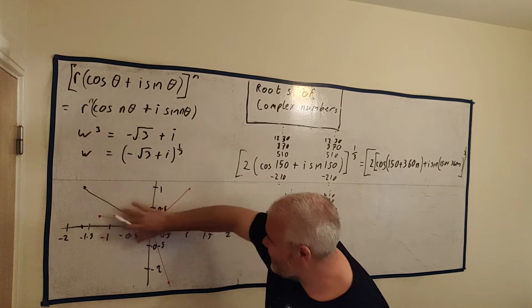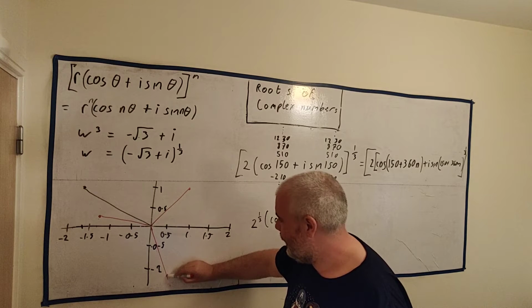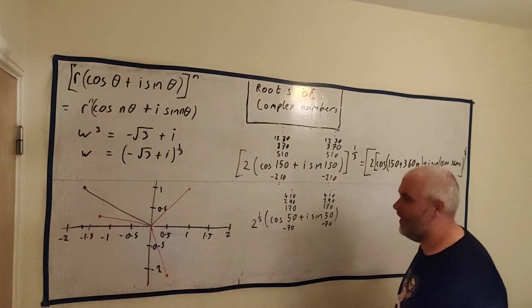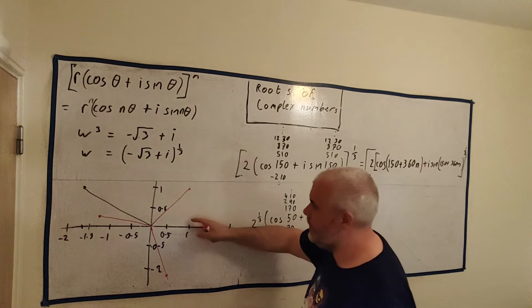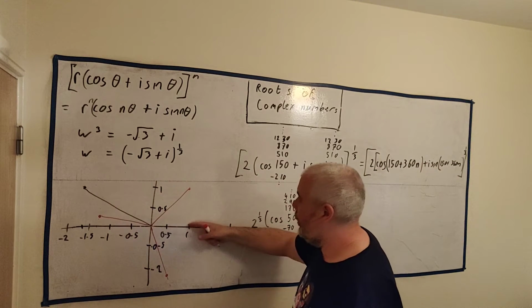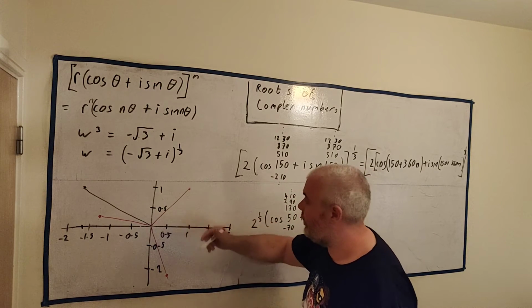My drawing's not the best. These all should be the same length. All the red lines should be the same length. But that's the fault of my graph more than anything. Okay, let's stay on. What about 410? 410 is 360 plus another 50. Well, that's here. We already have 50.